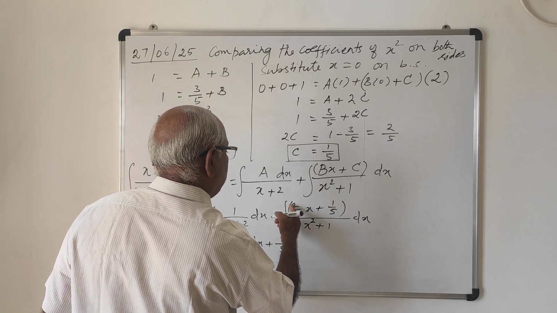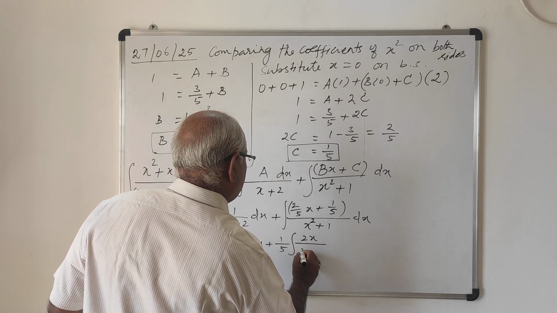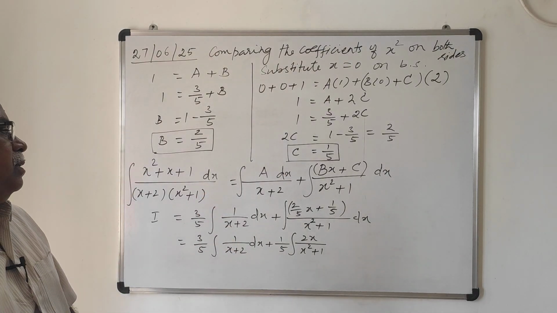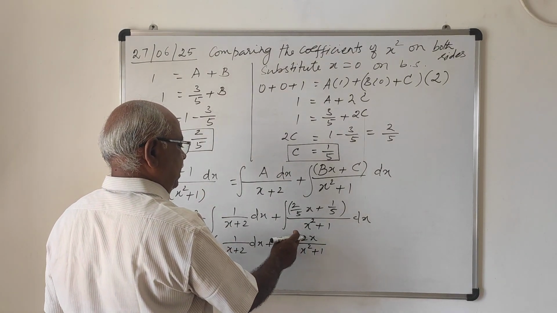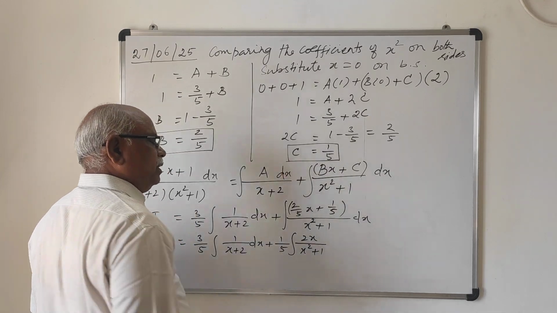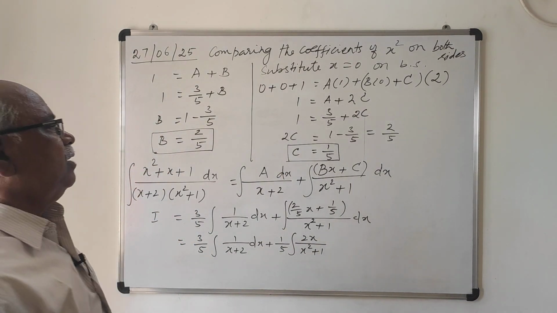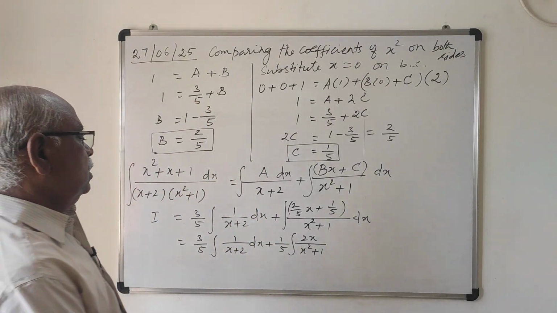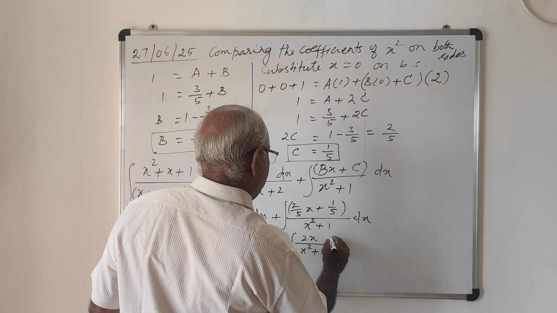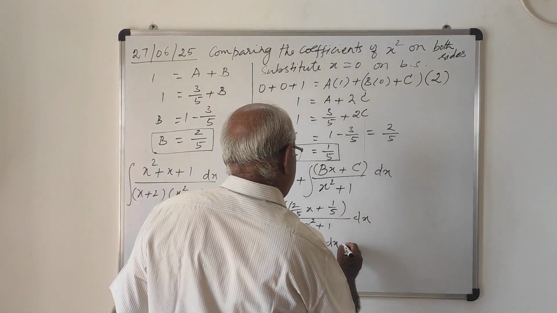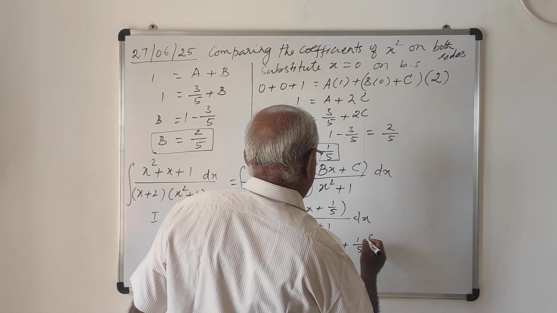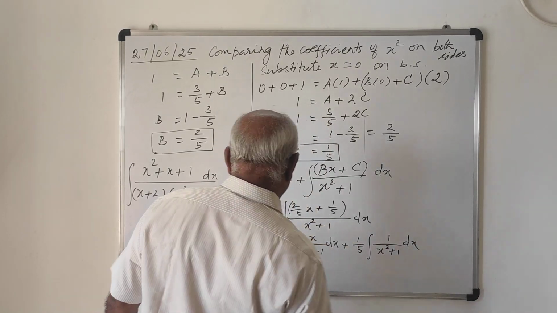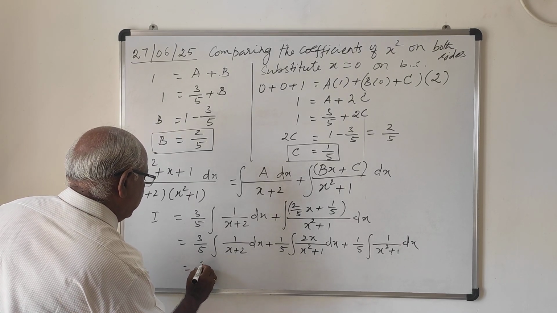1 by 5 into integral 2x by x square plus 1. You keep the 2 inside the integral only because the denominator derivative is in the numerator. Derivative of x square is 2x, which is in the numerator. So it is of the form integral f dash of x by f of x dx is log of the denominator, you know the rule. Plus integral 1 by 5 into 1 by x square plus 1 dx.